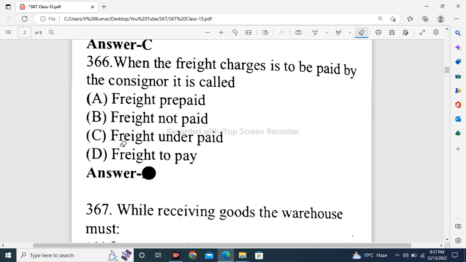नेक्स्ट है when the freight charges is to be paid by the consignor, it is called A. Freight prepaid. B. Freight not paid. C. Freight underpaid. D. Freight to pay. आंसर है A. Freight prepaid. When the freight charges is to be paid by the consignor, it is called freight prepaid.